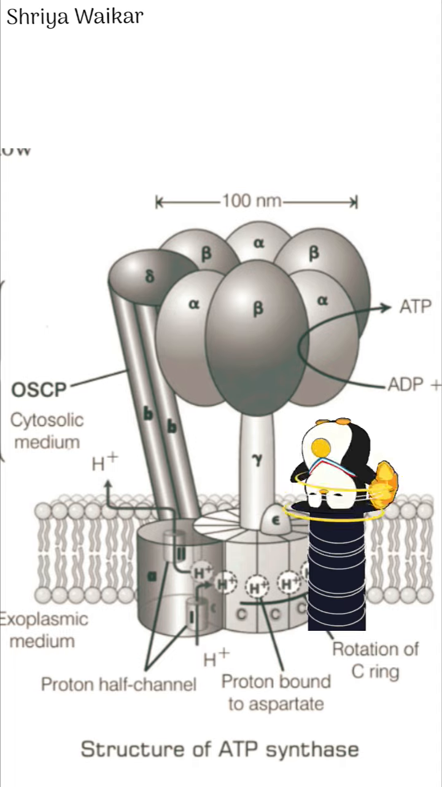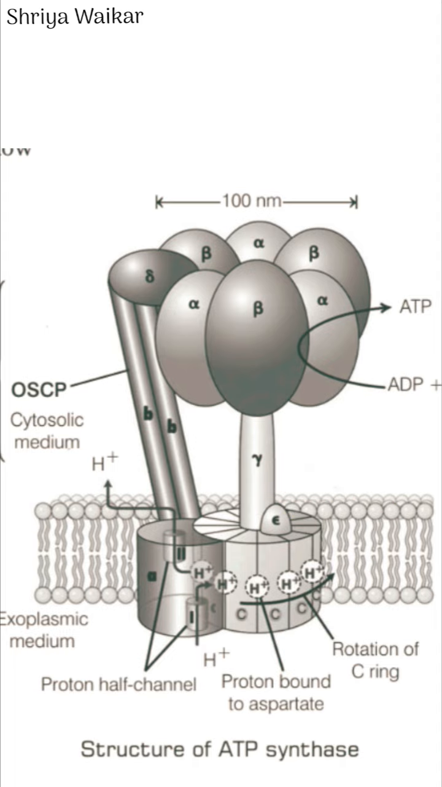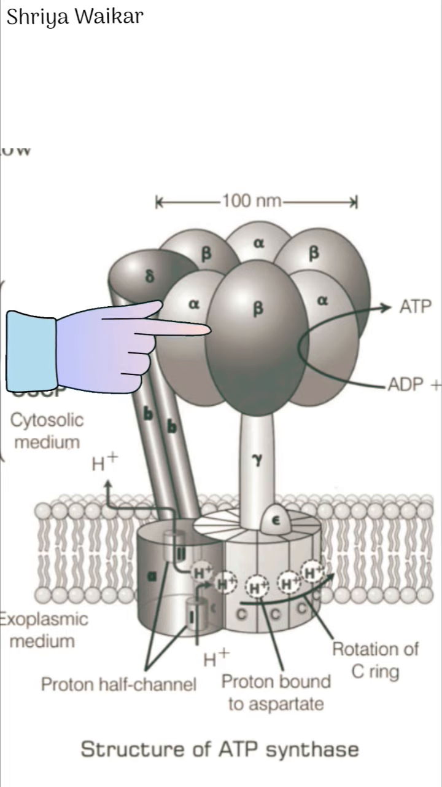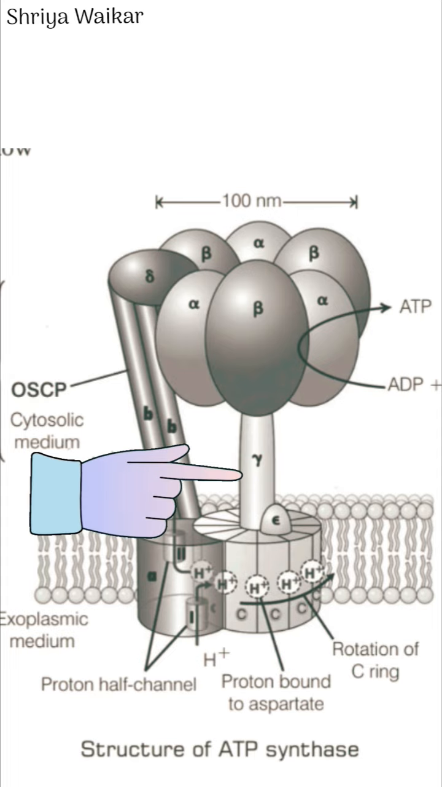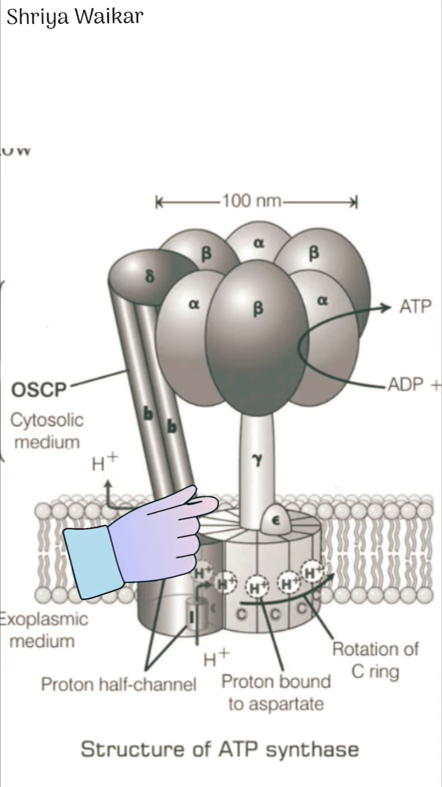Then the F1 portion, that is the matrix side. It is a mushroom-like structure. It has beta subunits that catalyze the site where ATP is made. There is a gamma shaft which rotates inside the alpha 3 beta 3 hexamer, and the epsilon subunit, which is a regulatory one. So how does it work?